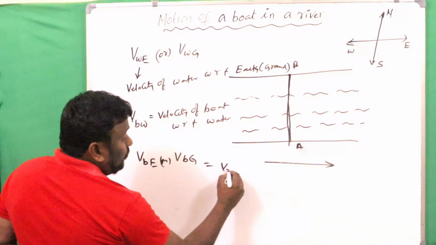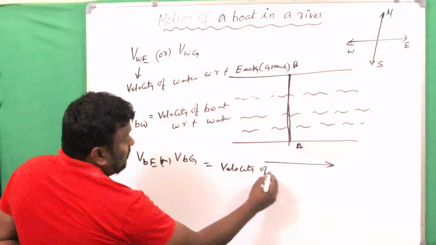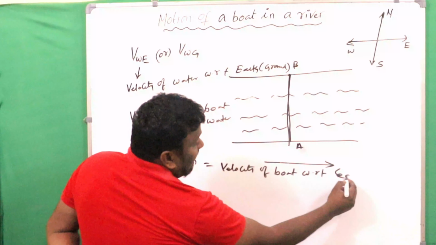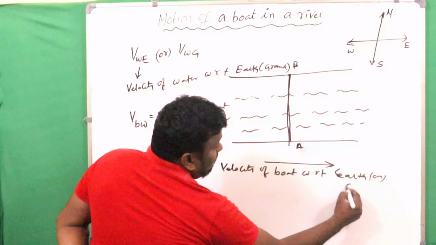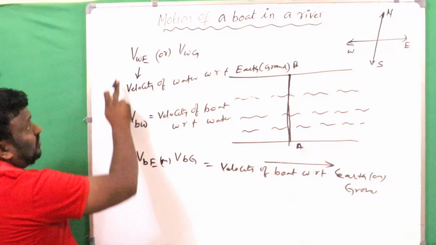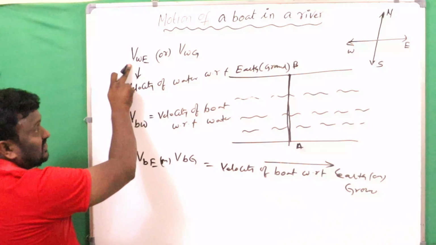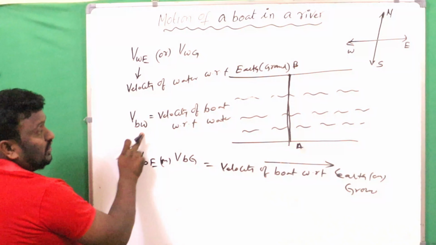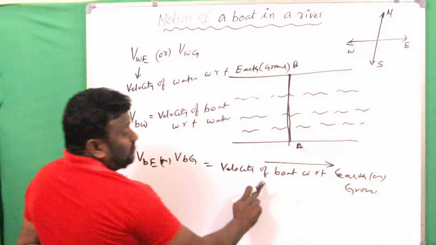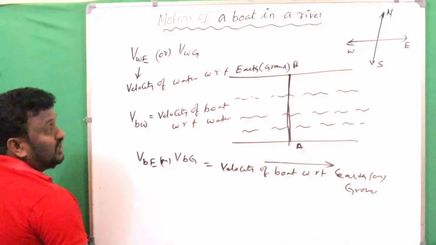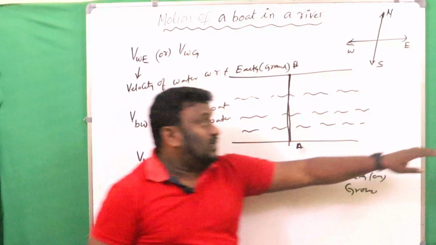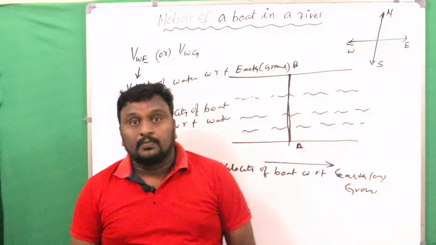So you have to remember these notations. VWE means velocity of water with respect to earth. VBW means velocity of boat with respect to water. And VBE means velocity of boat with respect to the earth or ground. These are terms you have to remember very clearly. Then only you will get the clarity.